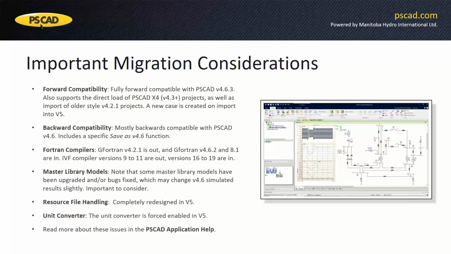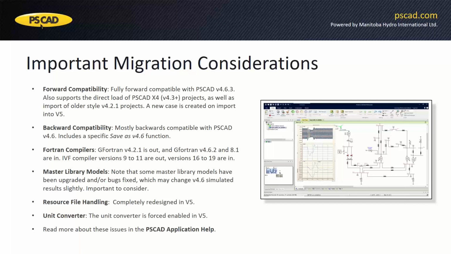Also note, when you're migrating over, some of the master library models have been upgraded, and some have had bugs fixed. This could possibly affect your 4.6 simulated results slightly. So that's very important to consider when you're migrating your old cases into version 5. Make sure that the results are the same. And if they're not, of course, you can call us for help, and we'll see if we can figure it out for you.